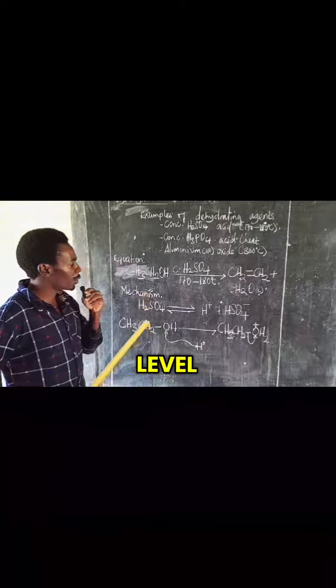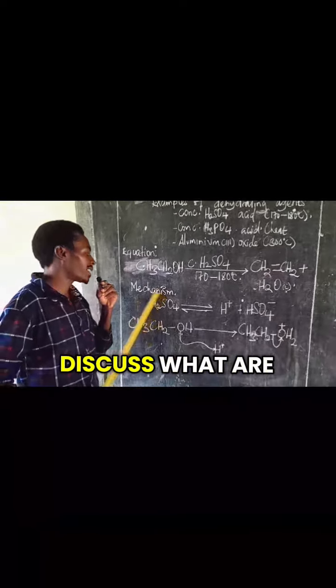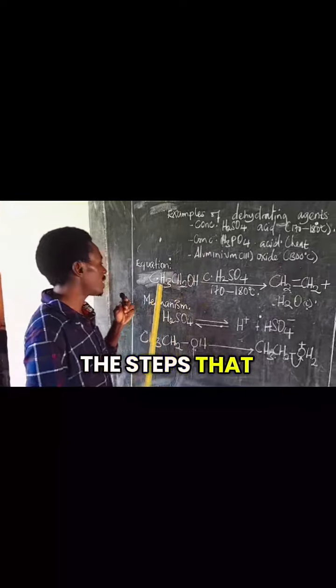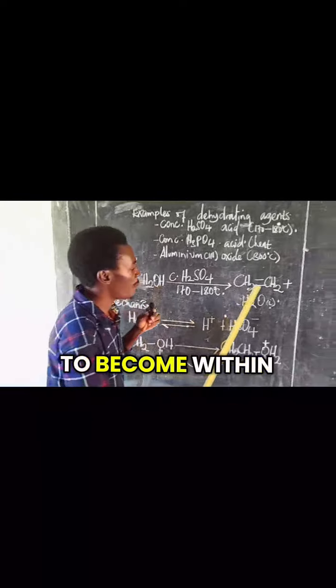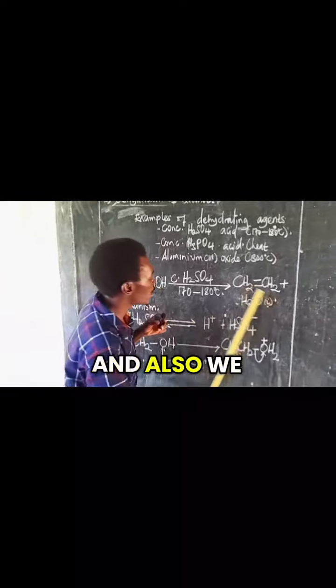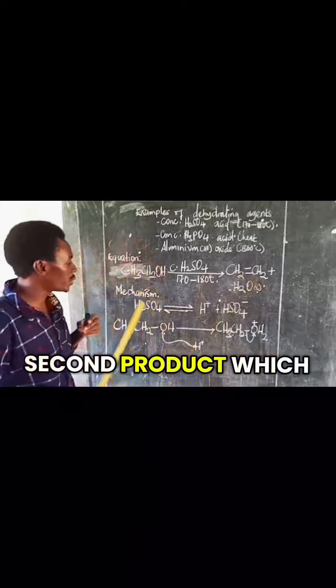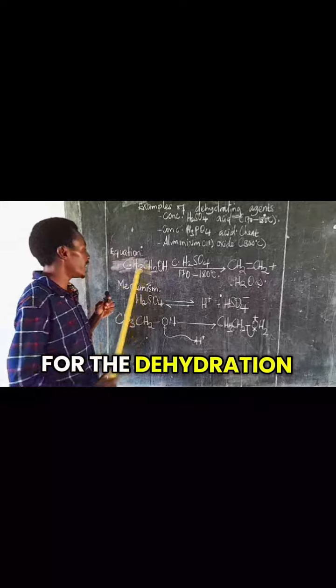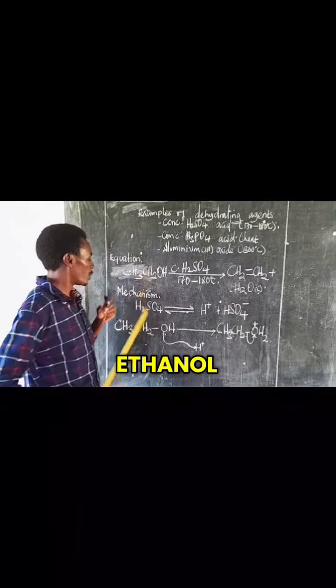At an advanced level, we go the extra mile and discuss the steps that ethanol goes through to become ethene, and also account for the second product, which is water. In that case, we are looking at the mechanism for the dehydration of ethanol.